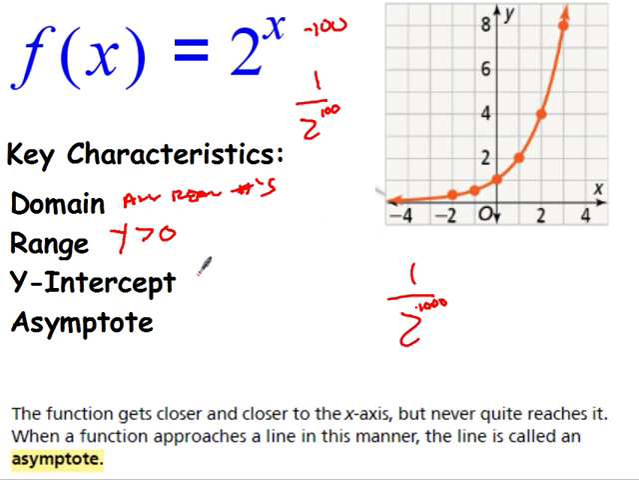Y-intercept looks like it crosses at 1. Okay, which does make sense. When you plug in 0 for x, you get 1 as your answer. So that makes sense for the most part.